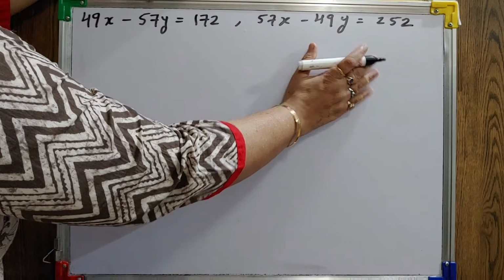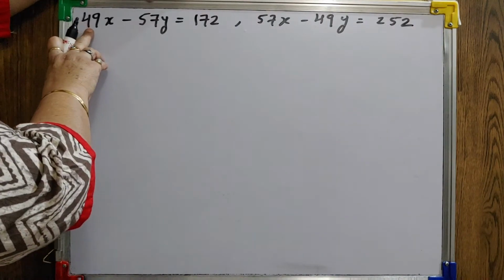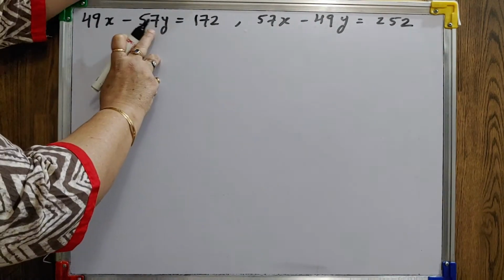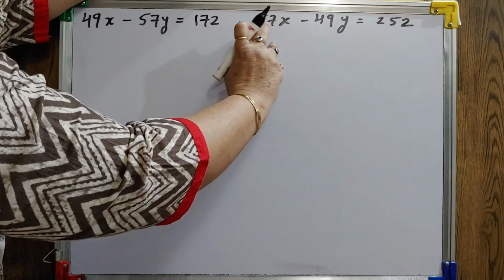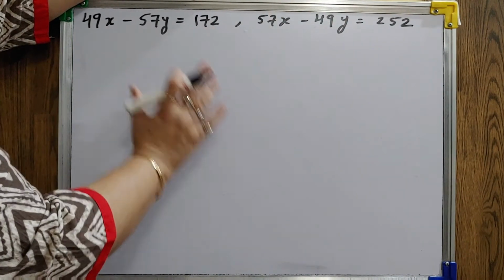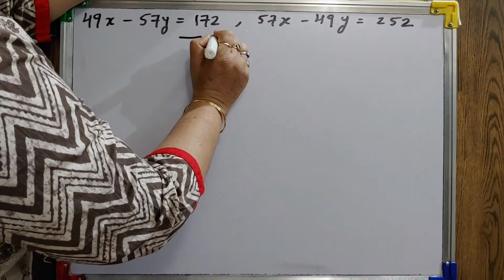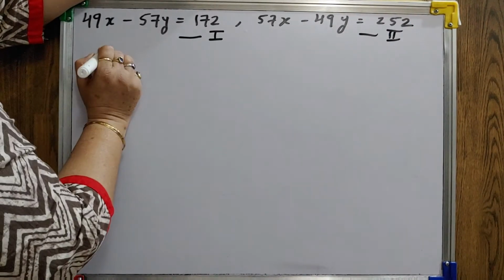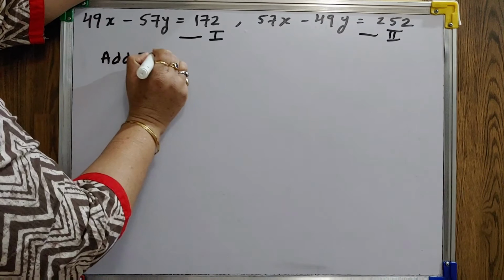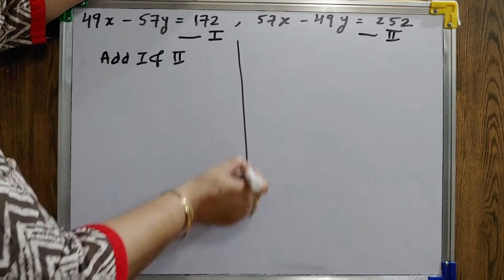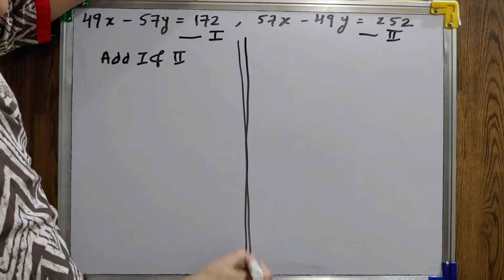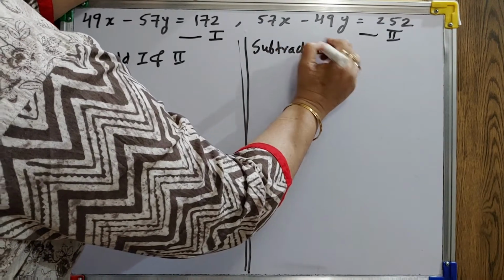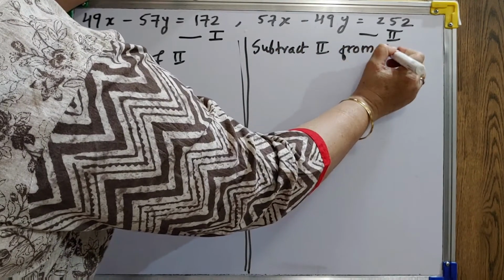Students, now look at this sum. When you observe, the coefficient of x is 49 and here the coefficient of y is 49. Here the coefficient of y is 57. Here the coefficient of x is 57. I am not considering the sign at all. Now, this is my first equation. This is my second equation. In this case, add both the equations and subtract the second equation from the first.